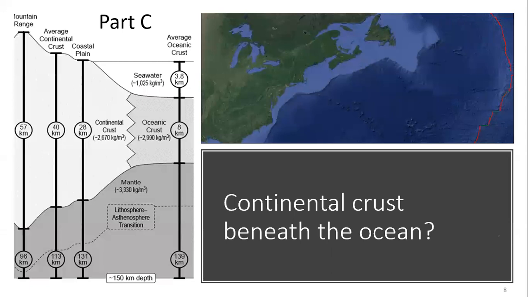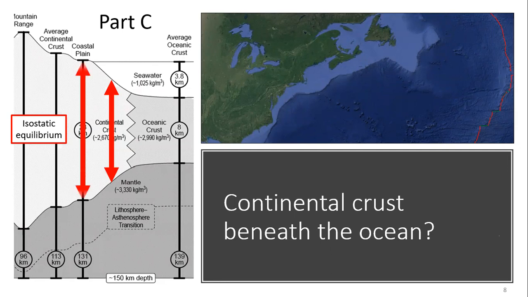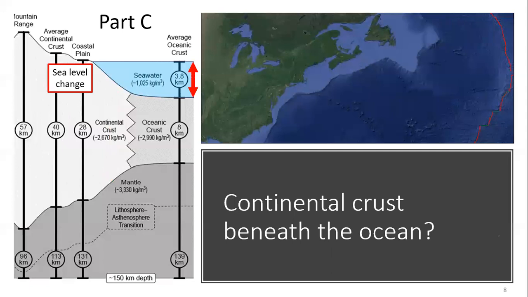Next, let's examine why or how continental crust lies beneath the ocean surface. There are two primary reasons. Isostatic equilibrium. Rigid lithospheric crust floats in a state of relative isostatic equilibrium. Thus, thinner crust floats lower, while thicker crust floats higher. Sea levels. As sea levels rise and fall, different portions of continental crust will be exposed or submerged.